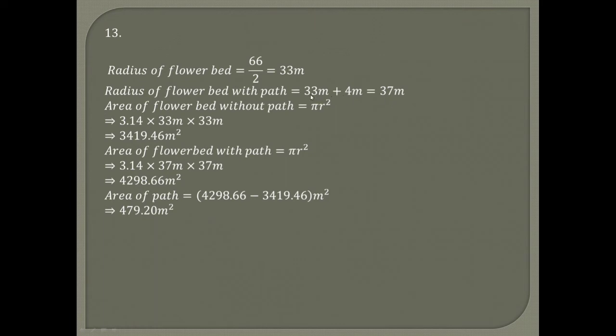Then 33 meter plus 4 meter is 37 meter. Then for the area of the flower bed without path, we are going to use pi r square. Instead of pi we have to put 3.14 into 33 into 33. This radius we are going to take, okay, this as the radius. Then if you multiply all together, you will find 3419.46 meters square.